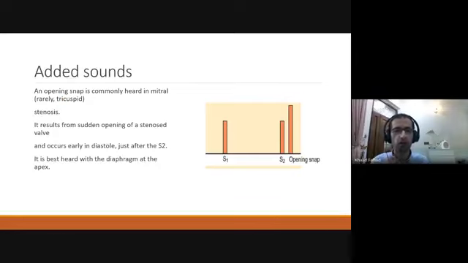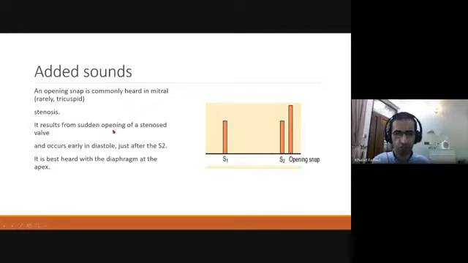So it usually occurs after S2. So the opening snap is usually heard here in the mitral area. When the mitral valve is going to open, it opens in diastole. So the atrioventricular valves normally open during diastole. Because the valve is stenosed and stiffened, once it is opened, it will produce what we call a snap. So sudden opening of the valve will produce a snap.